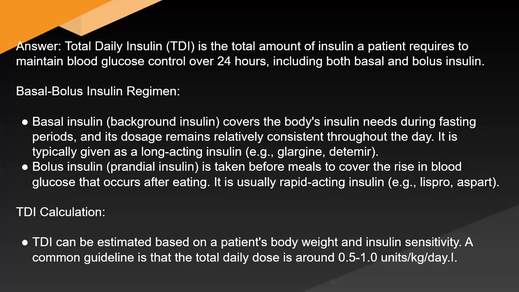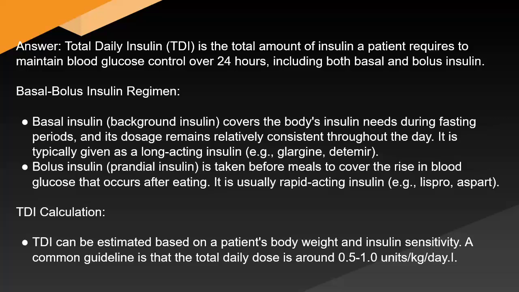It is typically given as a long-acting insulin, e.g., glargine, detemir. Bolus insulin, prandial insulin, is taken before meals to cover the rise in blood glucose that occurs after eating. It is usually rapid-acting insulin, e.g., lispro, aspart. TDI calculation. TDI can be estimated based on a patient's body weight and insulin sensitivity.